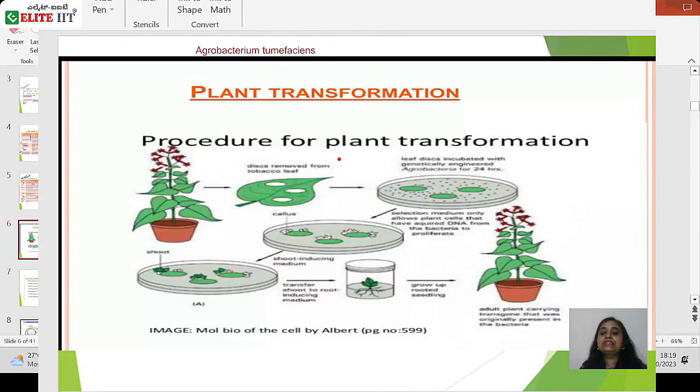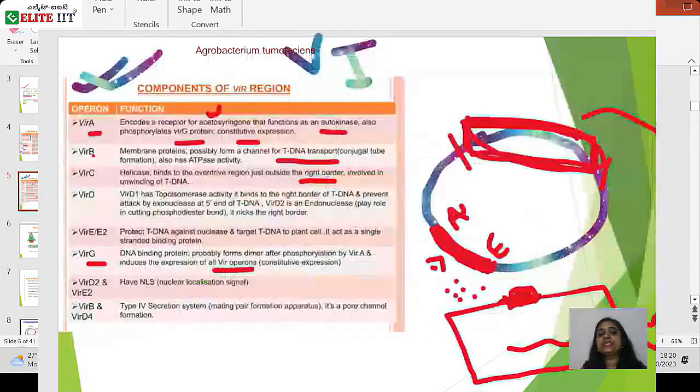purpose. And now leaf discs are incubated with agrobacterium for 24 hours. So some discs are taken from this leaf, and it is incubated in the agrobacterium containing medium. This is genetically engineered. So in this case, how is it utilized? This process is naturally happening. Okay, agrobacterium infects any plant naturally, and tumor formation is done. This process is utilized during genetic engineering or recombinant DNA technology.